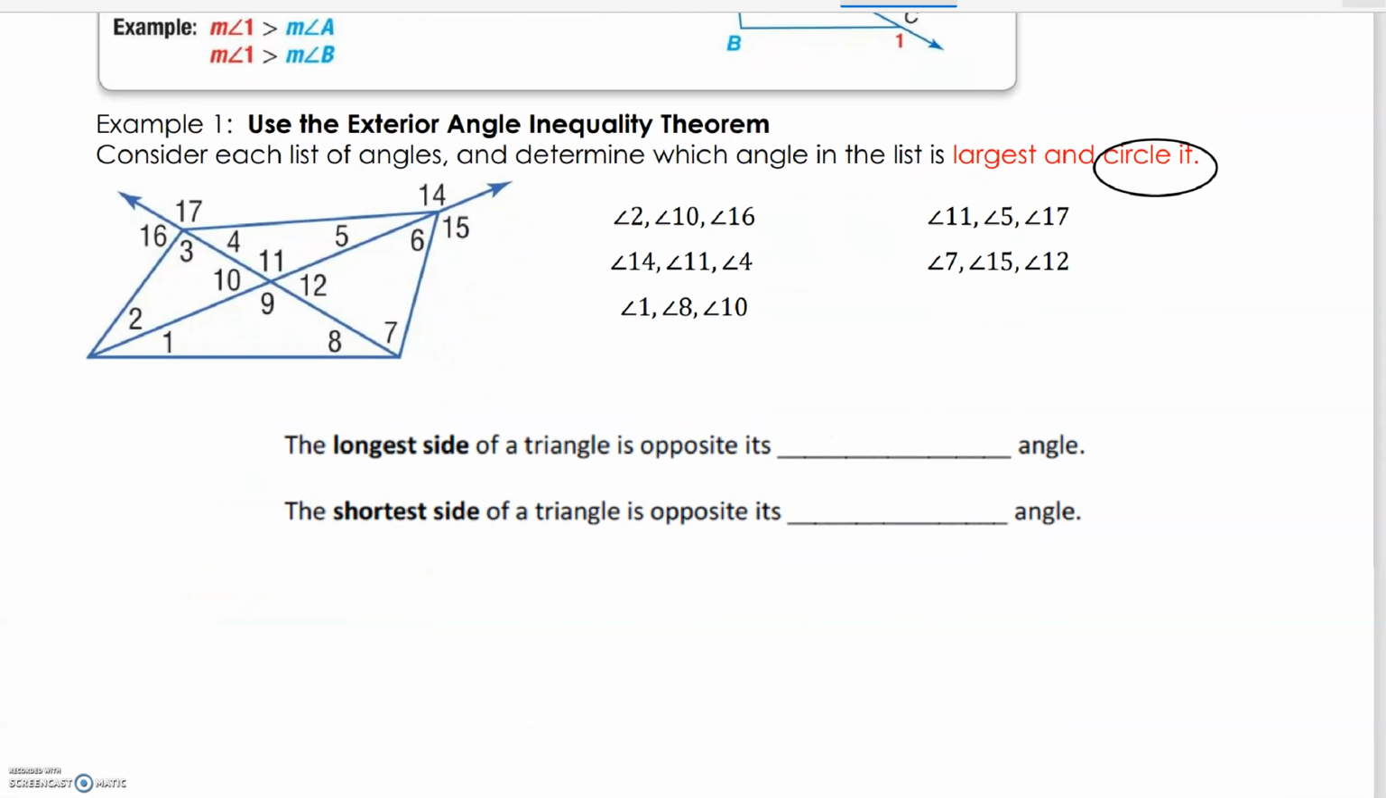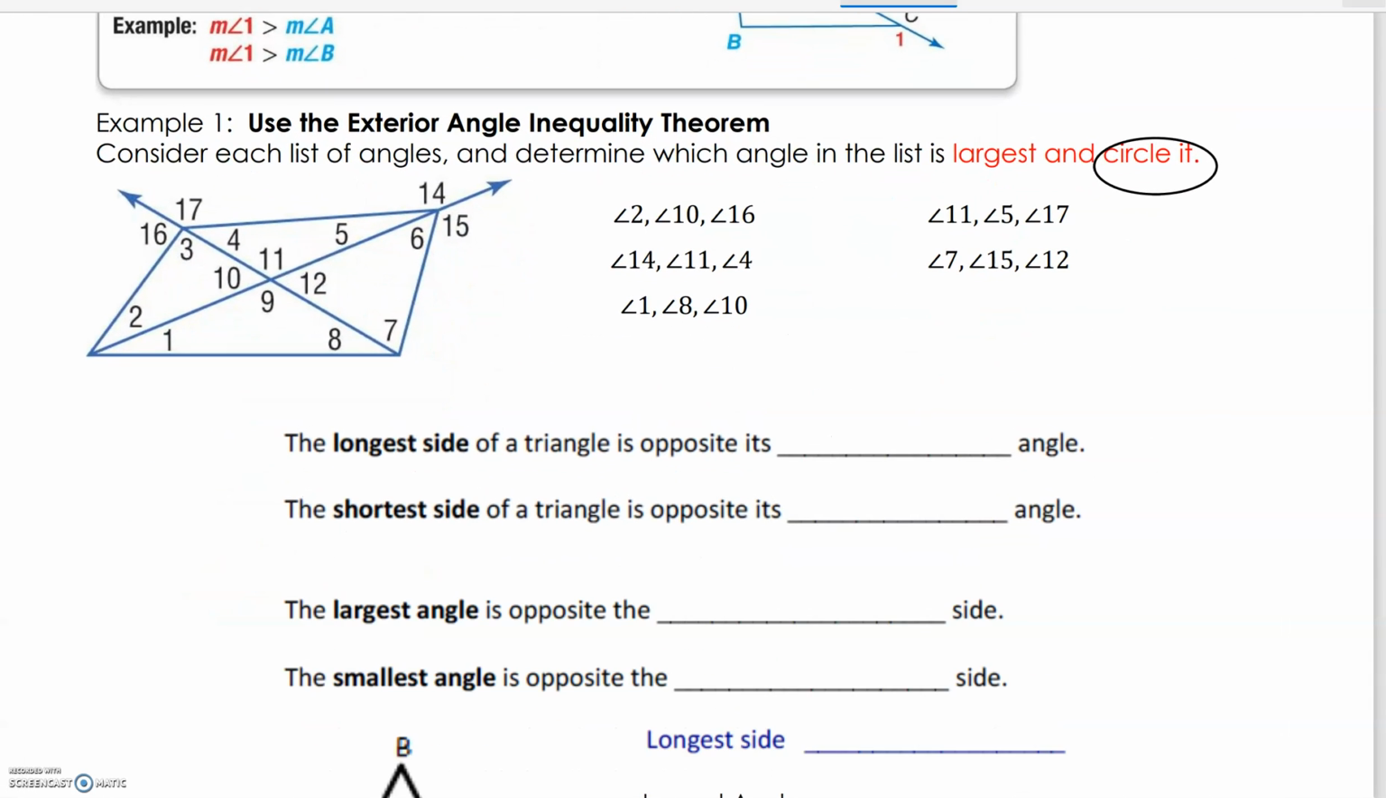So let's take a look at this picture here, and we're going to circle the largest. So if we're looking at 2, 10, and 16, which one's largest? Well, these are the two remote interior. This is the exterior, so 16 would have to be the largest. And then if we looked at 14, 11, and 4, then we're looking at this triangle here. And these are the two remote interior. 14 is the exterior, so we would circle 14 because it's the largest.